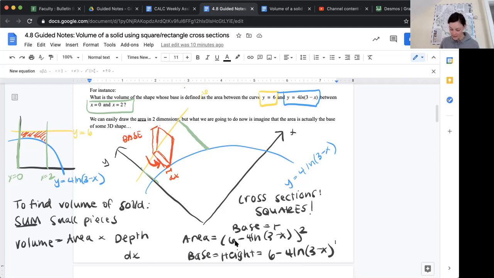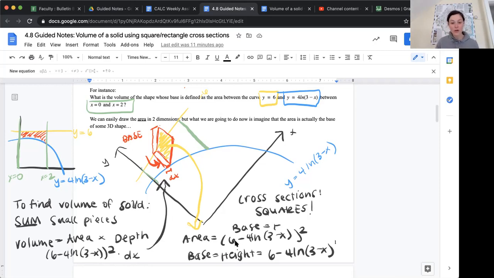So that is the area of one of the faces of this little 3D shape that we have drawn. If I look here, here's a shaded face, and that area represents the face. But again, we want to be 3D. So let's think back to volume, okay? Depth is dx, so if we multiply by dx, we have created a 3D shape. So we're going to take our area, which is 6 minus 4 ln of 3 minus x, quantity squared, times dx. And now we have the volume of this little red box that we have.